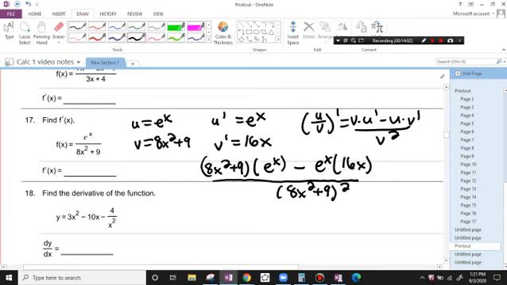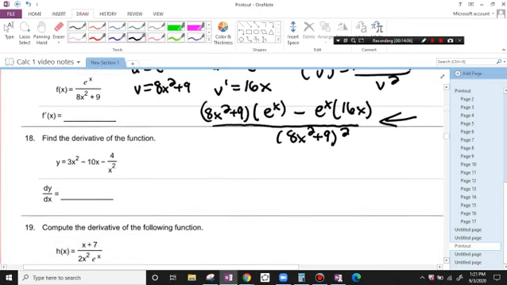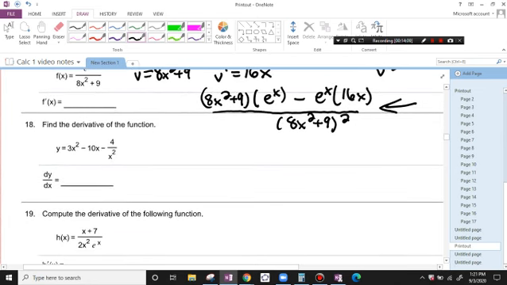I think you can leave it like this. You can try and put it in just like that. 18, they're trying to make us use the power rule. It's okay. So then we've got 3x squared minus 10x. And then instead of writing 4 over x to the second, we can do 4x to the negative second.